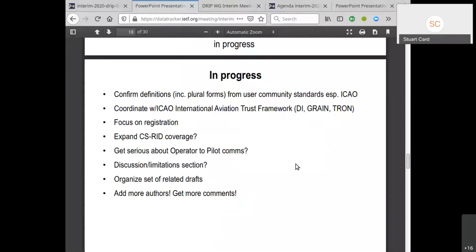Stu, don't you mean observer to pilot, not operator to pilot? Yes, that's observer. Thank you very much, Bob. I was hurriedly creating this slide in response to a request that there be such a slide. Yes, that is a gross error on my part. Observer to pilot comms. Yes.